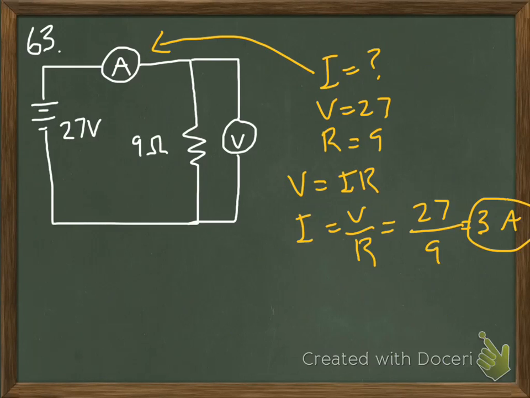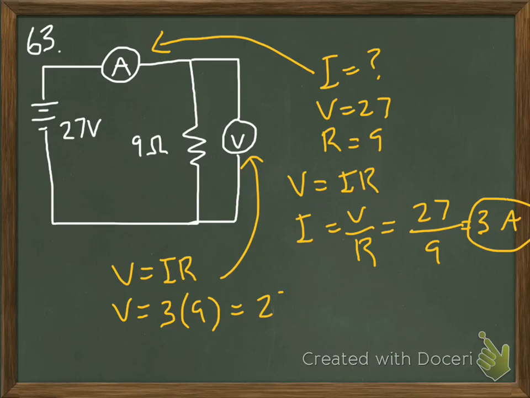Part B, what should the voltmeter reading be? What is the voltage measuring right there? As I mentioned in the last problem, you really got to get in the habit of doing this the long way. You got to actually think about your equation for voltage. V equals IR. Your current is, we just figured it out, it's 3. Your resistance is right there, that's 9. 3 times 9 is 27. So we have the same voltage that we started with.